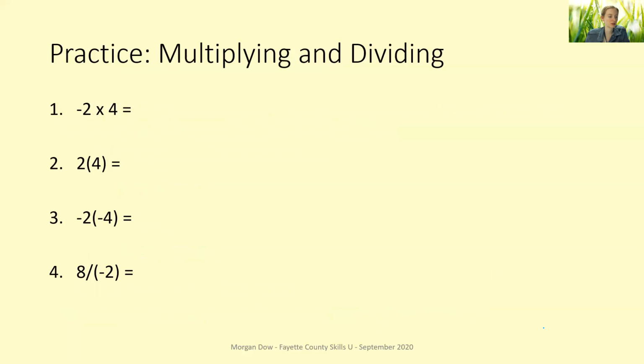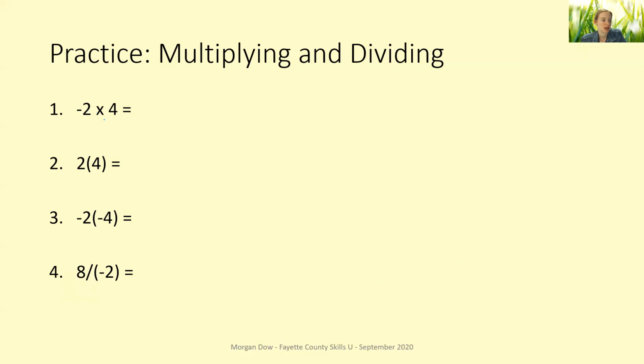Okay, so let's get a little practice here. Again, try these yourself, see what you come up with, and then you can check your answers. Remember that putting a number right next to parentheses just means multiplication. And then in number 4 here, I'm using the little slash mark for division just because that was the quickest way to type up division when I was making this presentation. So pause the video, give these a try. When you're ready, come back to us.